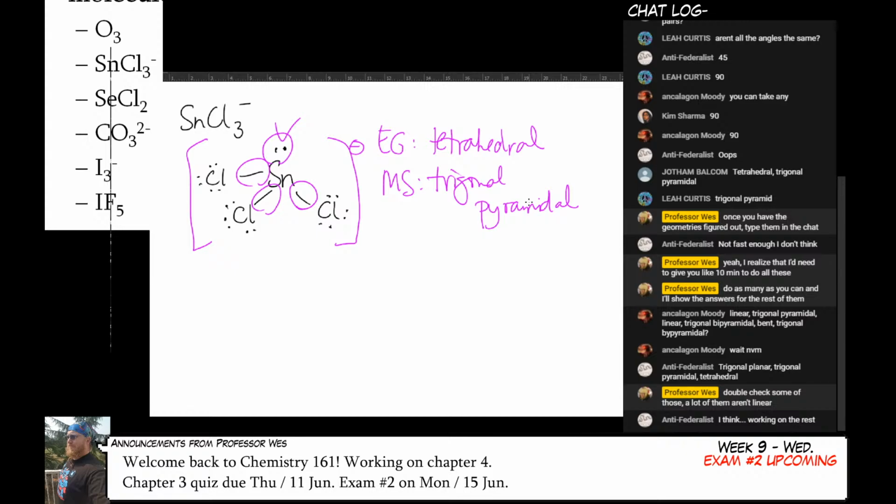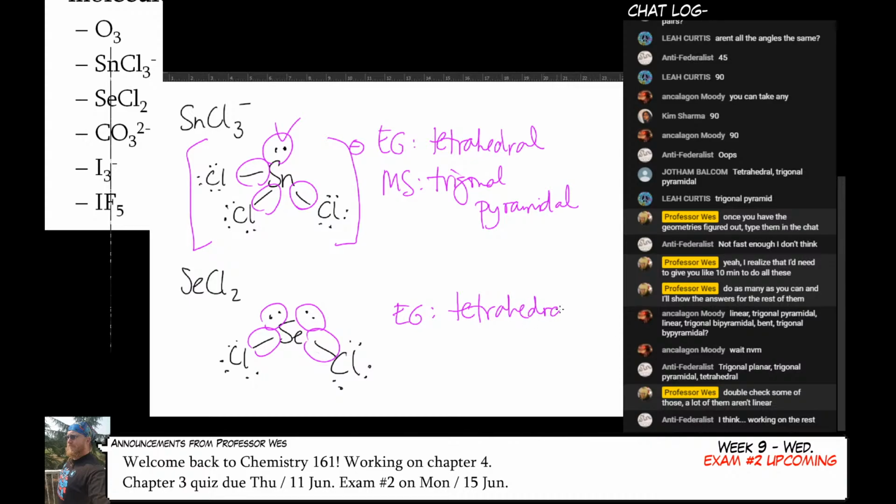All right, let's go to the next one, SeCl2. All right, we'll count electron domains around the central atom. 1, 2, 3, 4. For 4, that's still tetrahedral. Of those 4, 2 of them are electron pairs. So the shape is bent.